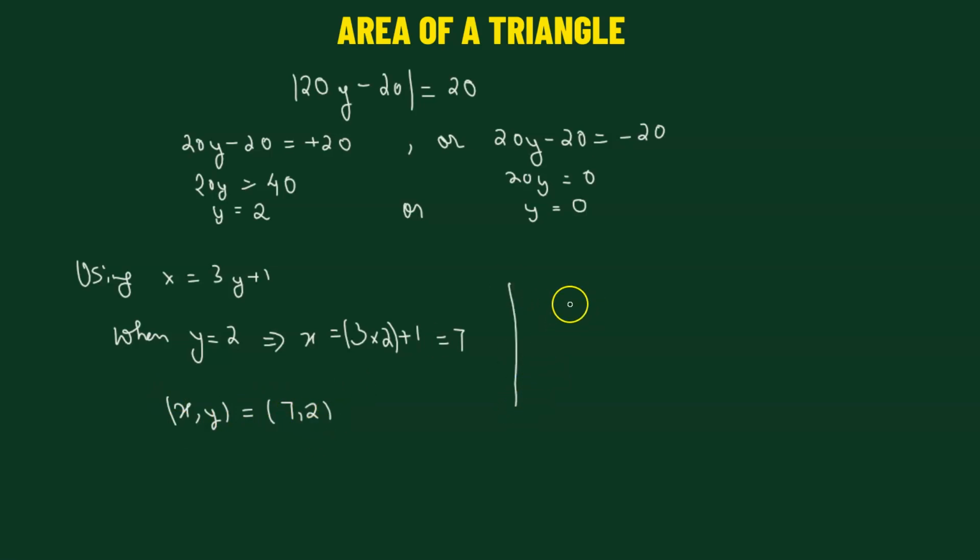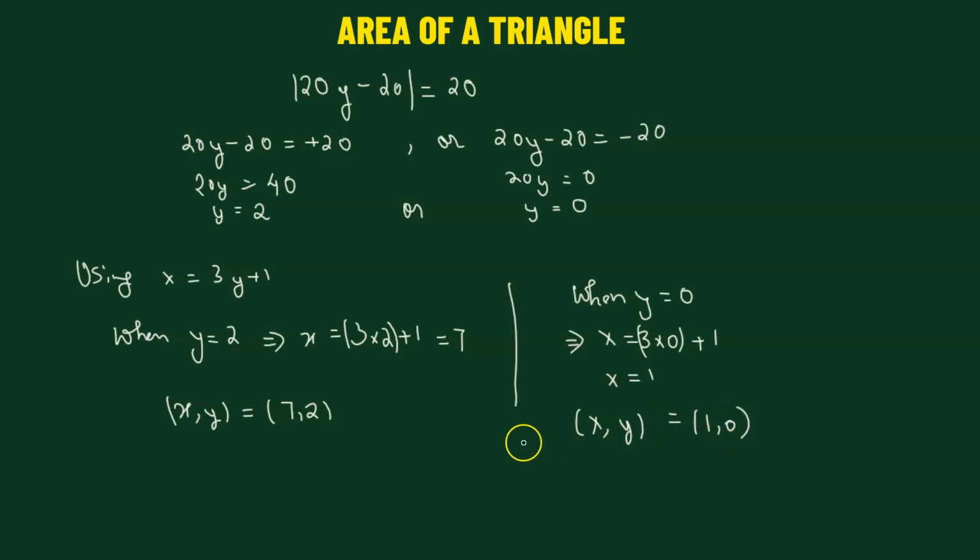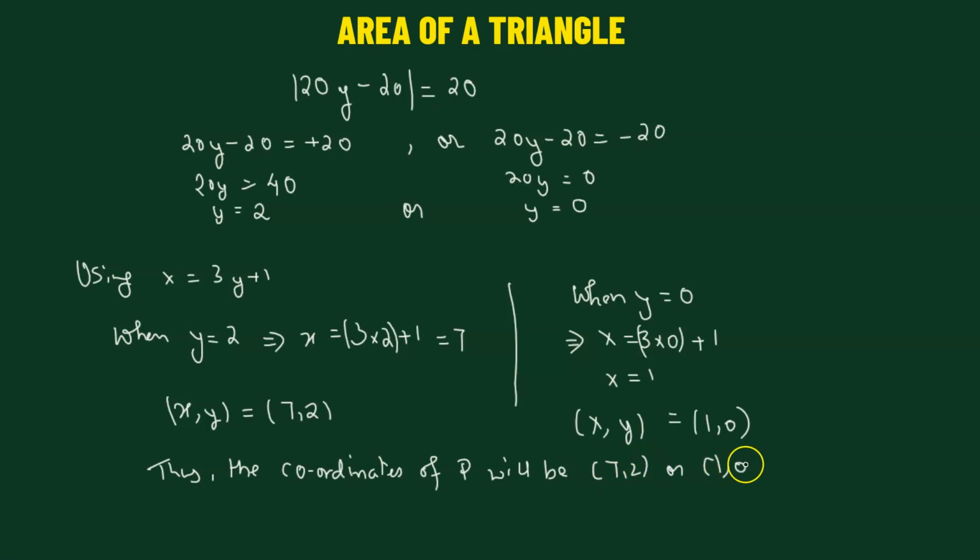Or the other possibility: when y is 0, x equals 3 times 0 added to 1. 3 times 0 is simply 0, so x equals 1. That means we get the other possibility, x comma y equals 1 comma 0. So this is the coordinate of point P. Thus, the coordinate of point P will be either 7 comma 2, or the other possibility, 1 comma 0.